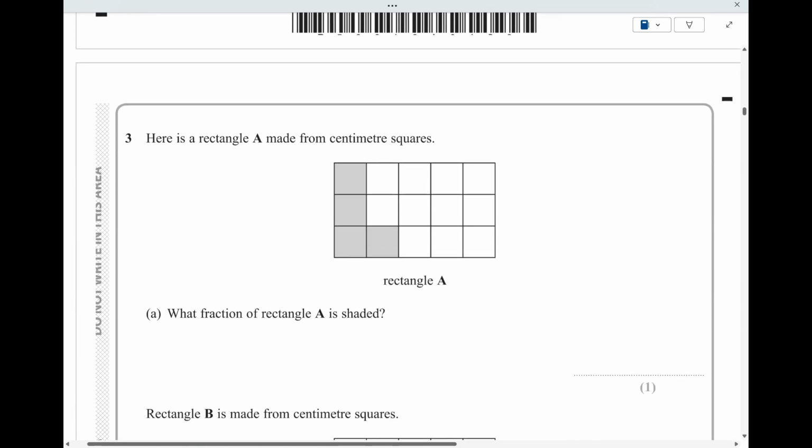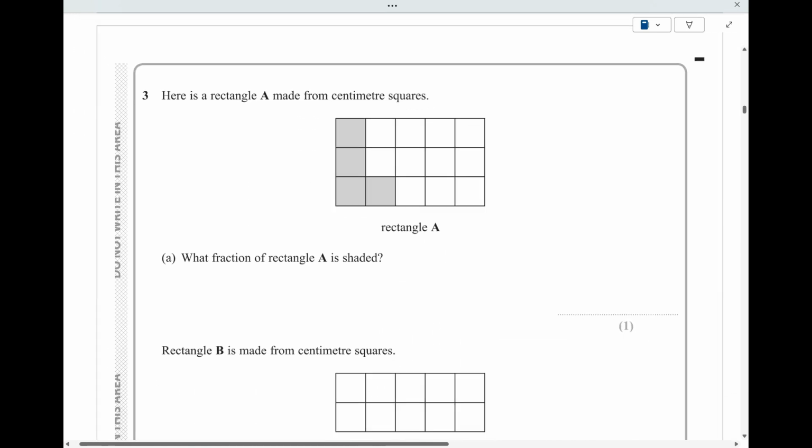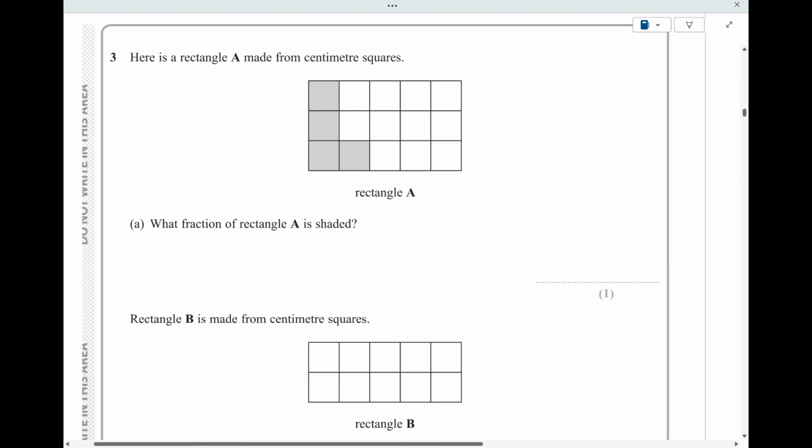Question 3 coming up. Here is a rectangle, made from centimeter squares. What fraction of the rectangle is shaded? Well, there are 1, 2, 3, 4, 5, 6, 7, 8, 9, 10, 11, 12, 13, 14, 15 squares altogether, and 4 out of the 15 are shaded.